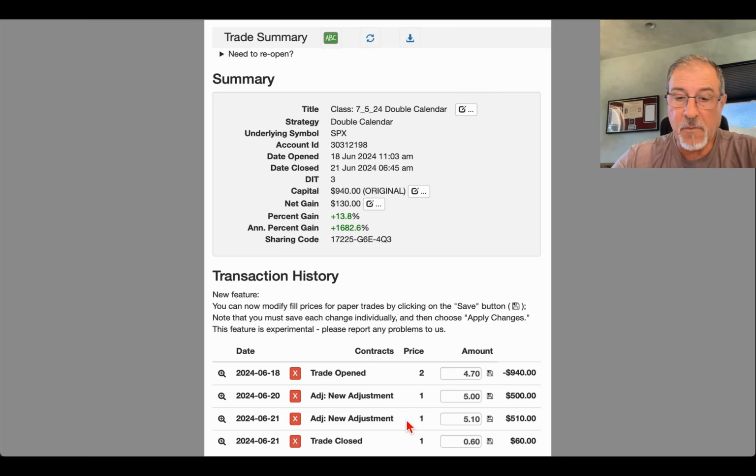Then on the 21st, closed out both double calendars, this one first and this one second. That resulted in just under a 14% profit or $130 gain on a trade that had fairly limited risk to it, a good reward to risk ratio, and I was able to capture that within a 2 trading days time frame, 3 total days of trading.